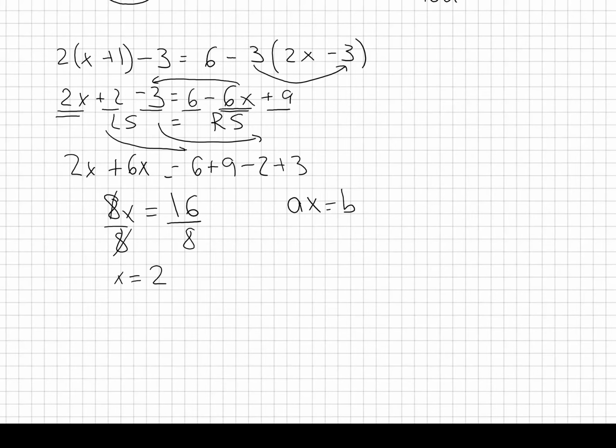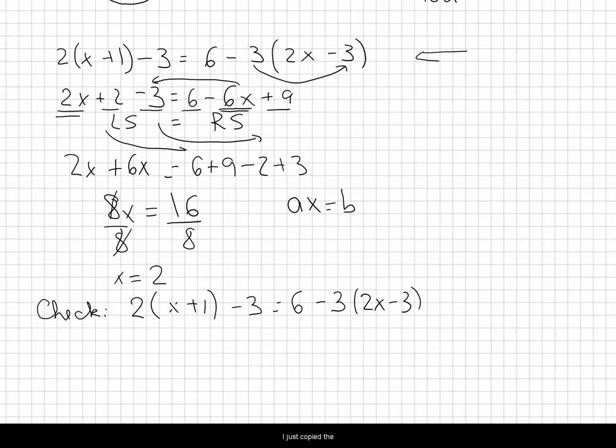Let's check it. Where do we check it? In the original equation. So I'll copy it, though you don't have to do it. For me it's easier because I can erase it anytime. I just copied the initial equation. And now instead of x here, I'm going to write my solution, 2. Instead of x here, I'm going to write my solution, which is 2. And now order of operations and solve it.